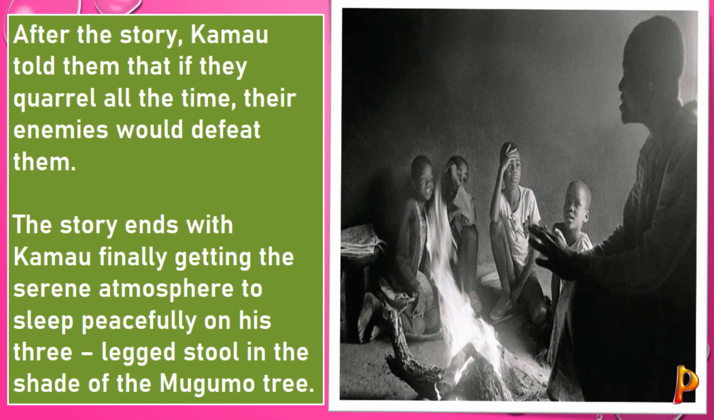After the story, Kamau told them that if they fight and quarrel all the time, their enemies will defeat them. He says, "Our village is strong, for we work together and live in peace. If we were to fight and quarrel among ourselves, how easily our enemies would defeat us." As the boys stood up to leave, they had deep thoughts about what their grandfather told them, and their faces were no longer angry, but ashamed and thoughtful.